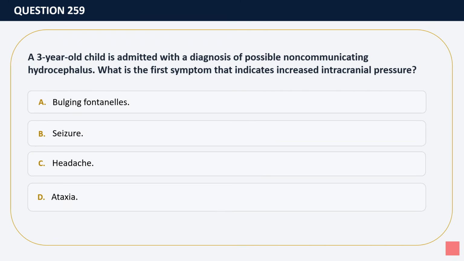Question 259. A 3-year-old child is admitted with a diagnosis of possible non-communicating hydrocephalus. What is the first symptom that indicates increased intracranial pressure? A. Bulging fontanelles. B. Seizure. C. Headache. D. Ataxia.